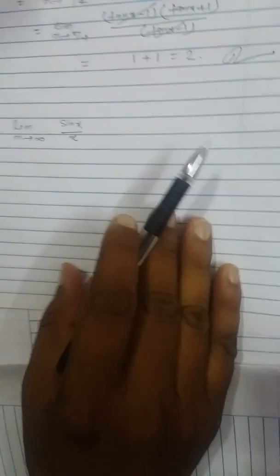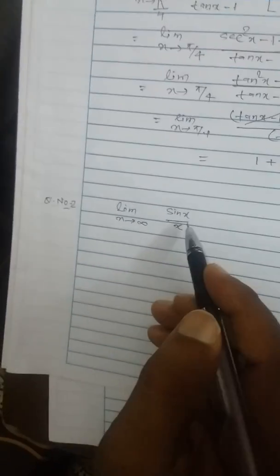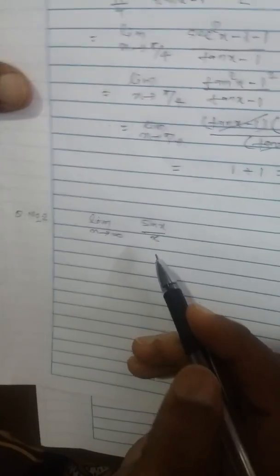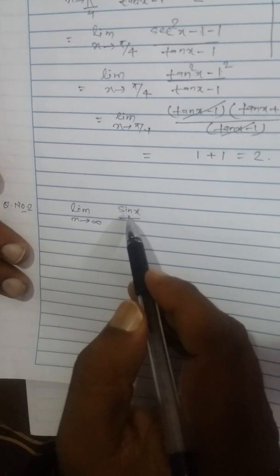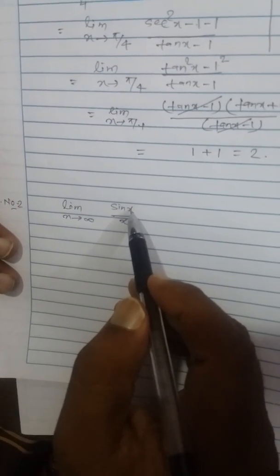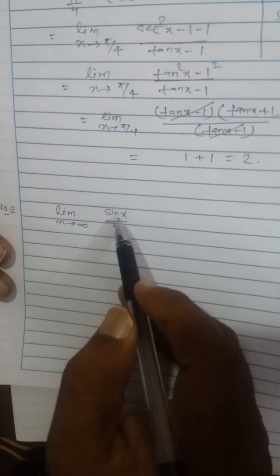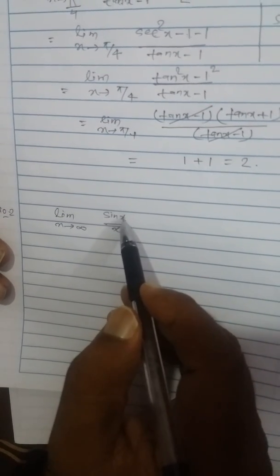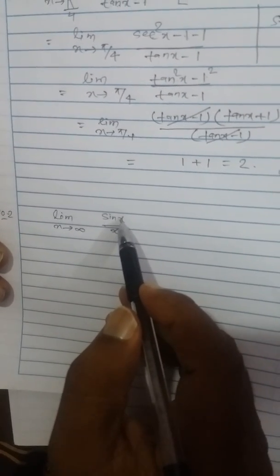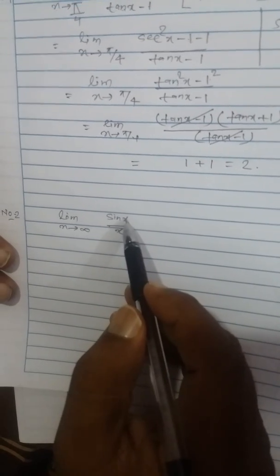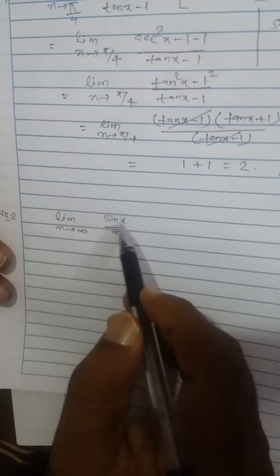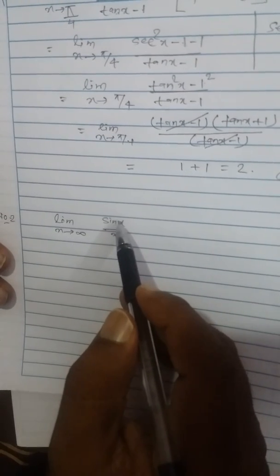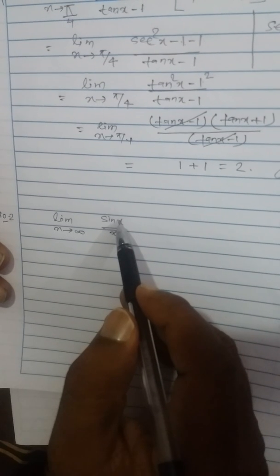Move to the second question. The second question is: find limit x tends to infinity of sin x upon x. Actually, sin x lies between, no matter how large this x is, what the value of x is, because the domain of sin x is the whole real numbers. The matter is where its value lies. We know that the value of sin lies from minus 1 to 1.